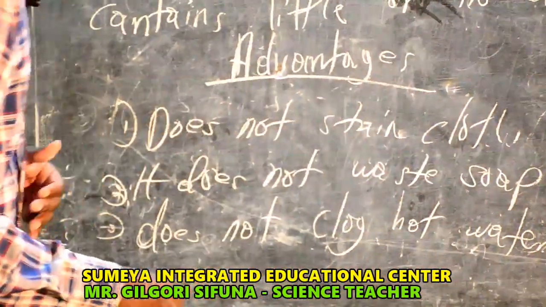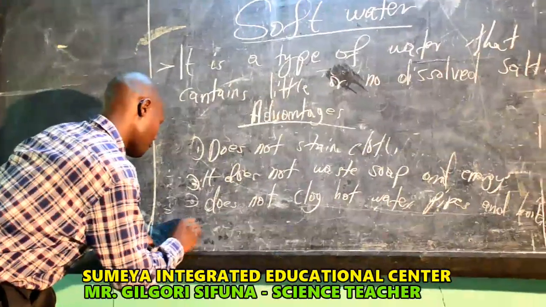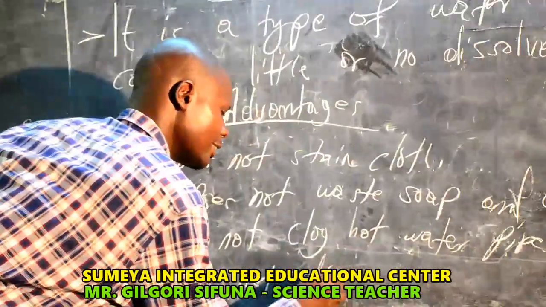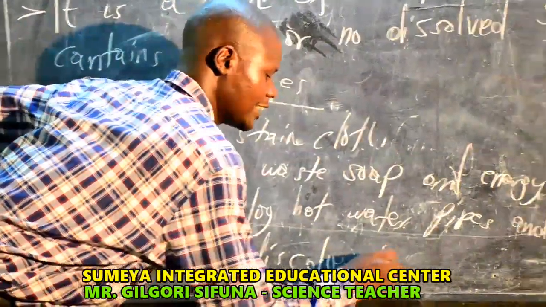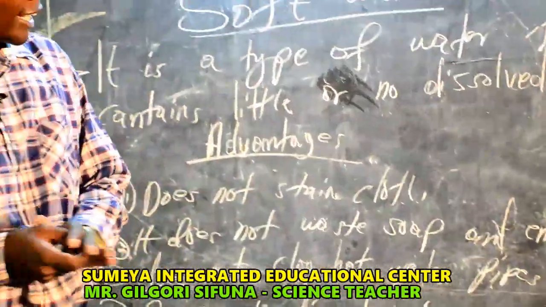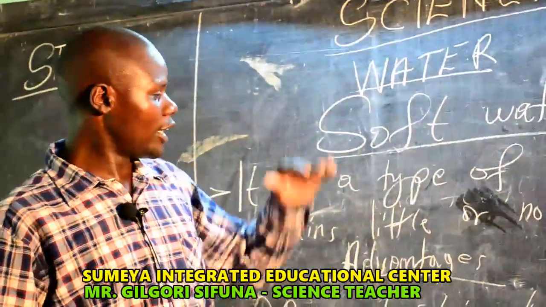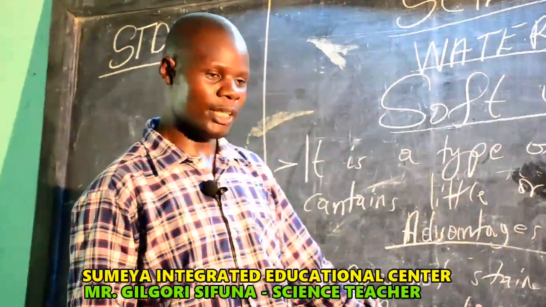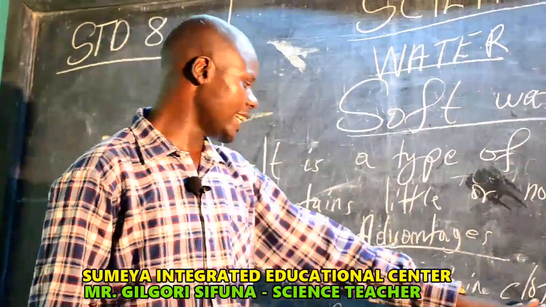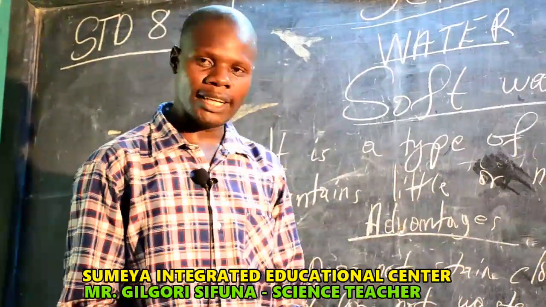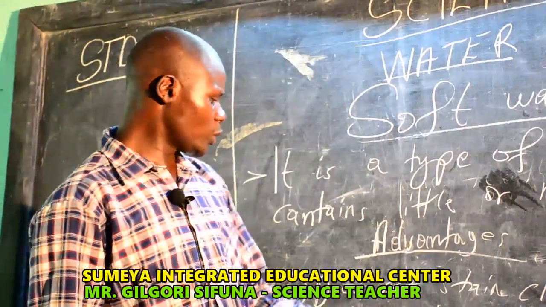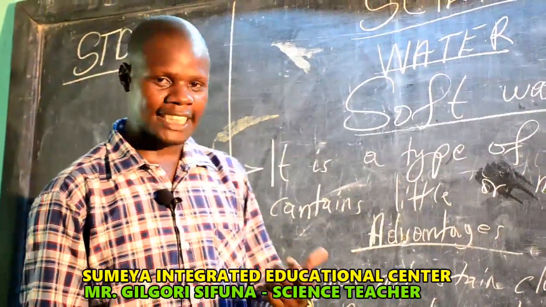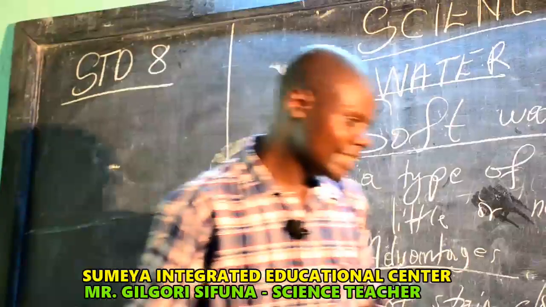Four, does not discolor teeth for the users of soft water. Now it is vice versa on the other side. In hard water, whatever we were talking about as the disadvantages are the advantages here. Does not stain clothes, does not waste soap and energy because it lathers very fast, does not clog hot water pipes and boilers, and does not discolor teeth for the users. You will find their teeth very smart, white and clean.